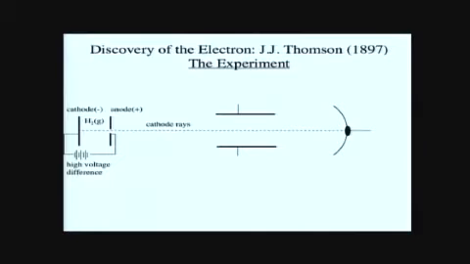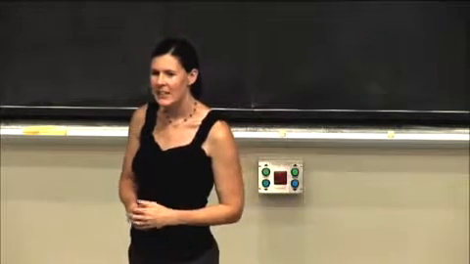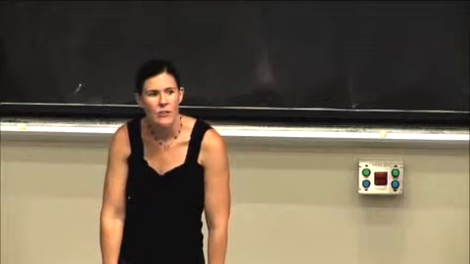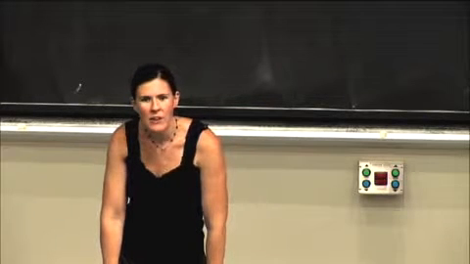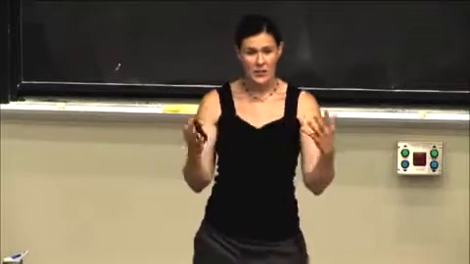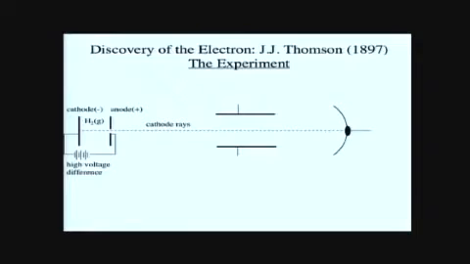And the first step in discovering this is not the case was accomplished by J.J. Thomson. And J.J. Thomson is credited for discovering the electron. He was a physicist in England, and what his laboratory was studying is something called cathode rays. And cathode rays are simply rays that are emitted when you have a high voltage difference between two electrodes.